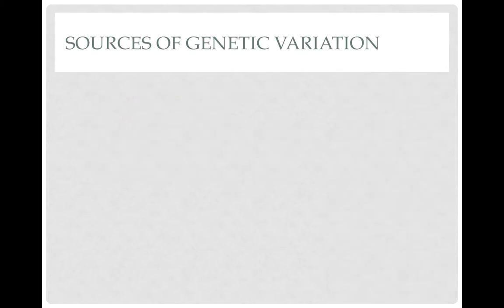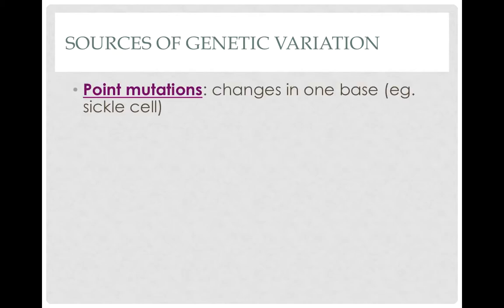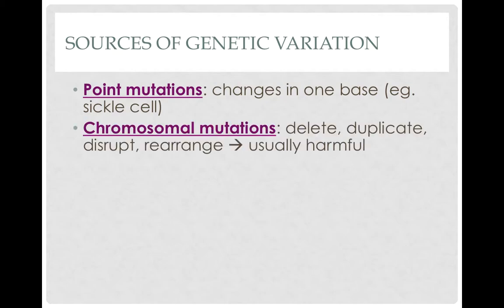So, where do those sources of genetic variation even come from? That's the big question here. One source is point mutations, where there's a change in one base in the DNA, which is what causes sickle cell. So a single change in the DNA is one example. Another is chromosomal mutations, where a chromosome is deleted, duplicated, disrupted, or rearranged in some way. These are usually quite harmful and cause very significant differences.